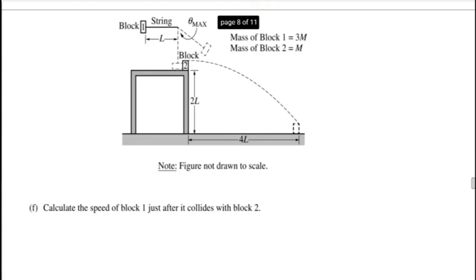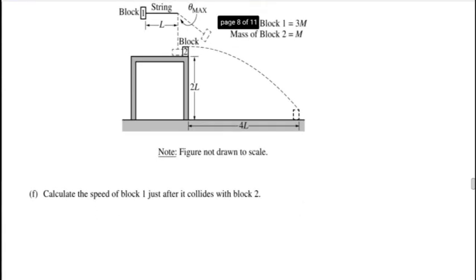Okay, we're just repeating the drawing here so that we can see everything again. And for part F, they're asking us to calculate the speed of block 1 just after it collides with block 2. Well, now that we have the speed of block 2 after the collision, we can use conservation of momentum to find the speed of block 1 after the collision.